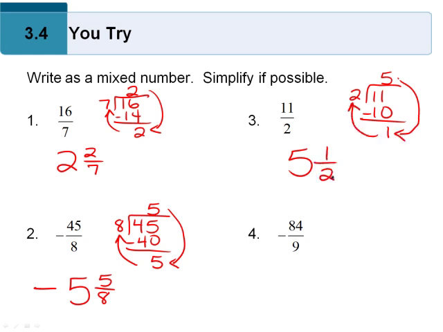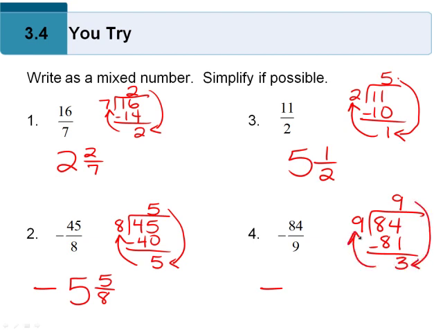5 and 1/2. Okay? And negative 84 over 9. So I'm going to go ahead and put my negative sign there so I don't forget. 84 divided by 9. 9 will go into that 9 times. That's 81. And that leaves 3. Now, this one's kind of tricky. You get negative 9 and 3/9. Now, one thing they haven't really gotten to yet is how to simplify a fraction.